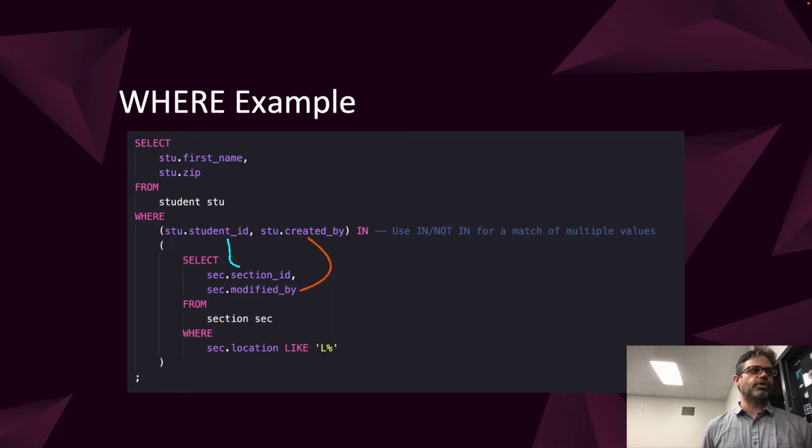What I'm looking at right here is a direct comparison where the student's student ID and the section's section ID have to match, and the student's created by and the section's modified by have to match. So I have to have matches on both those values. If I had 3 columns, I'd have to have 3 matching things. So make sure that the things we're working with match the appropriate components.